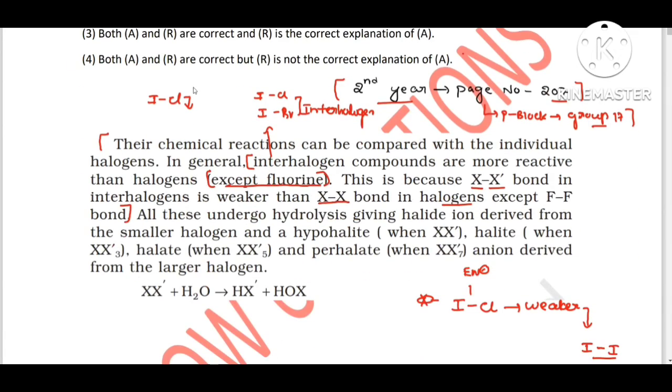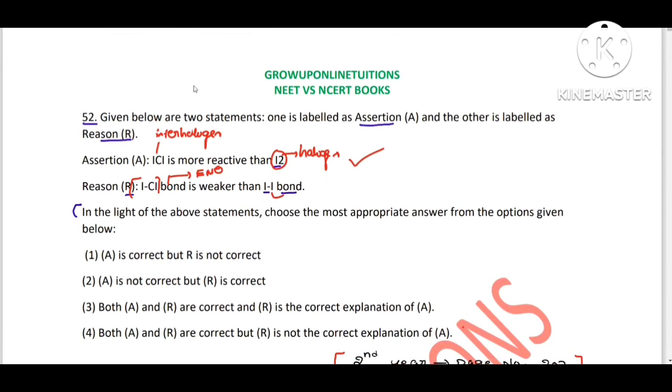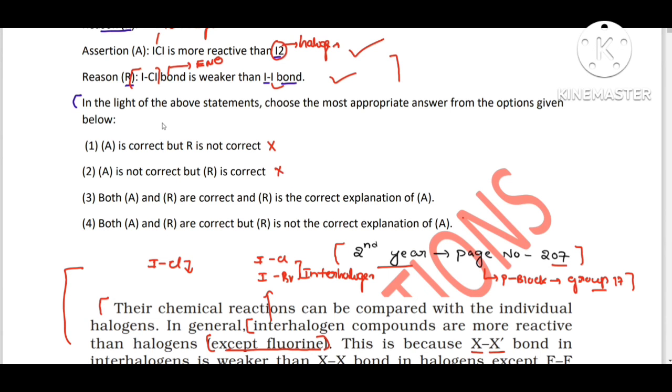So according to this NCERT concept, you can easily answer this question. So the reason is also correct. Here both A and R are correct, and R is the correct explanation of A. So 3 is our correct answer. I hope this concept is clear.